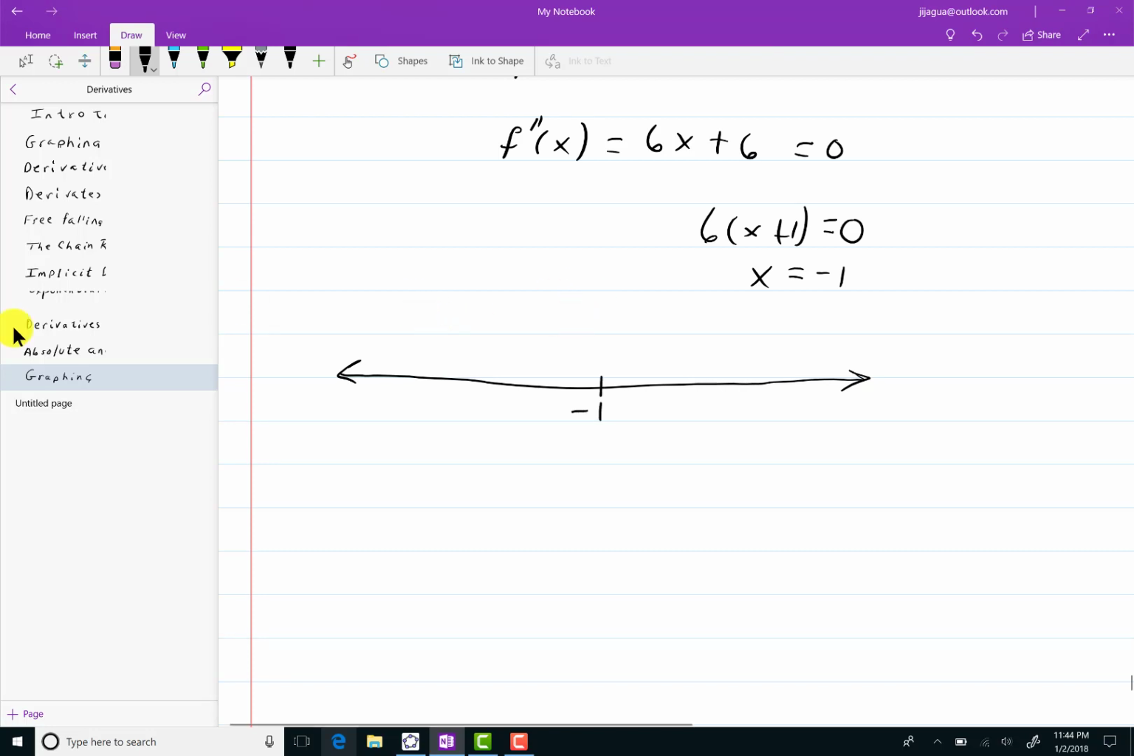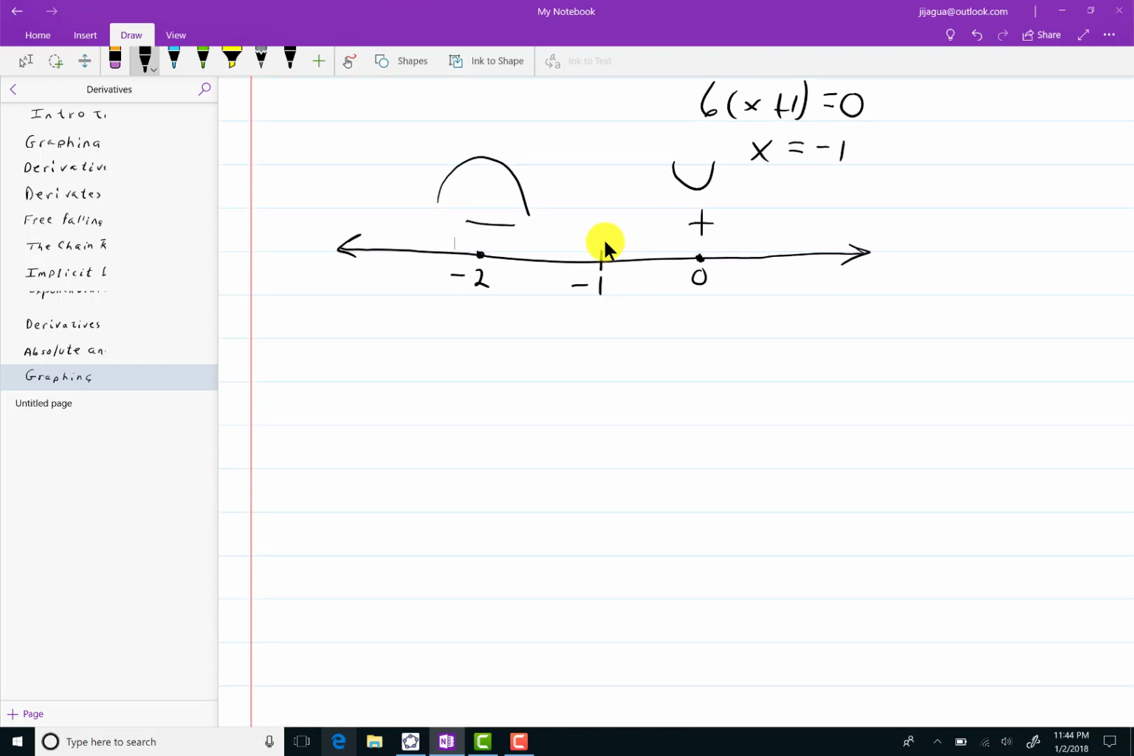All right, give me a number to plug in before -1. I guess -2 seems easy enough. If I plug -2 in for x, I get -12 plus 6, which is -6. It's negative, so we have concave down. Pick a number bigger than -1, I'll pick 0. Plug x equals 0 into f double prime, and you'll get 6, which is positive, concave up. So, we're concave down on -infinity to -1, concave up on -1 to infinity.